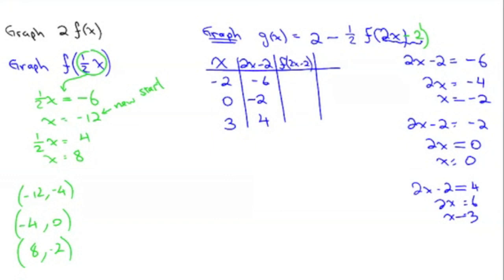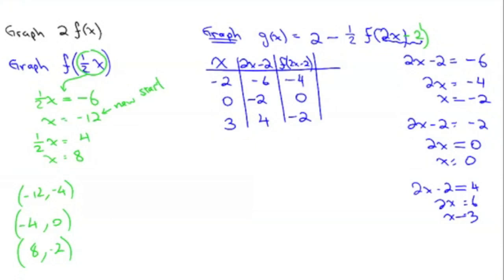So when x is equal to negative 2, the inside becomes negative 6, and f of negative 6 is equal to negative 4. When we choose x is equal to 0, that corresponds to the inside being negative 2, and f of negative 2 is equal to 0. When we choose 3, it corresponds to 4 on the inside. F of 4 is negative 2. So that gives us our f of 2x minus 2.